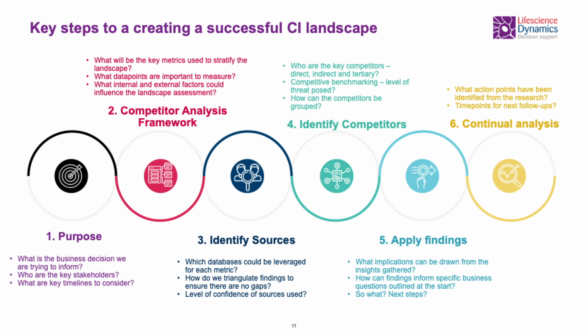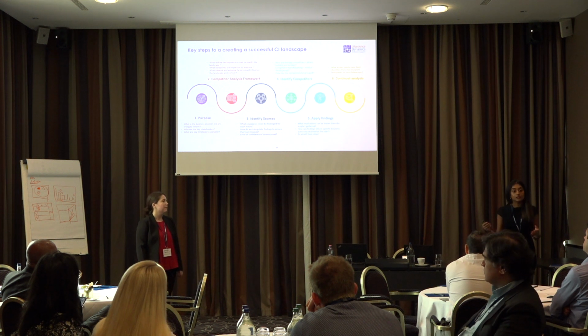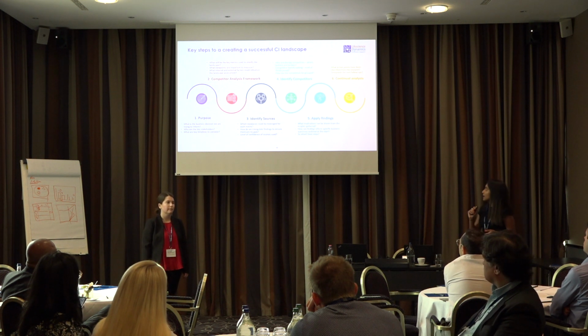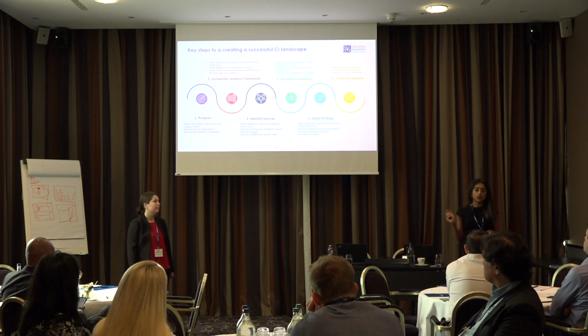Once we've set the framework in terms of the purpose and the competitor analysis framework, the next step is where do we look for the data, which is the sources. So which databases can be leveraged for each metric that we've now aligned on? What are the advantages or strengths and weaknesses of each of these databases? And how do we triangulate findings to ensure that there are no gaps within the landscape? We also here will be discussing levels of confidence with the sources that we use. So as Meiwa talked about the various stages of drug development, we'll be walking through which databases are best at which point as well.